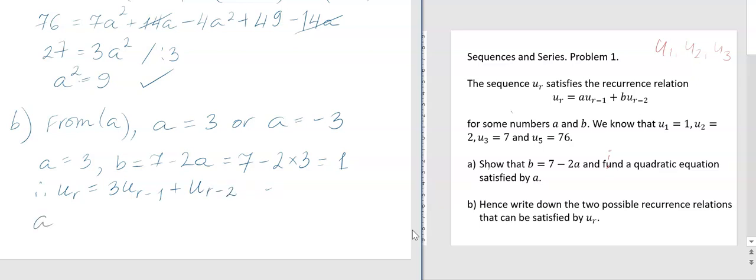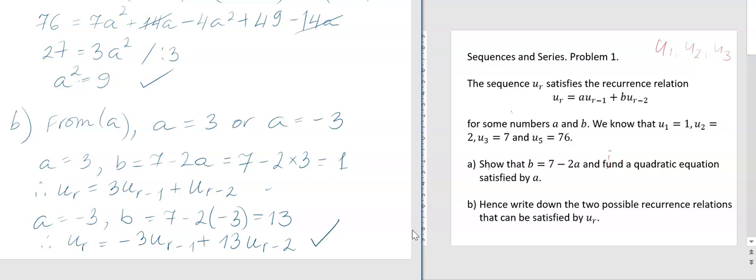In the case when A equals negative 3, B equals 7 minus 2 times minus 3. That's 7 plus 6, which equals 13. And it follows then that the recurrence relation is U_r equals minus 3 U_(r-1) plus 13 U_(r-2). Okay, that's done.